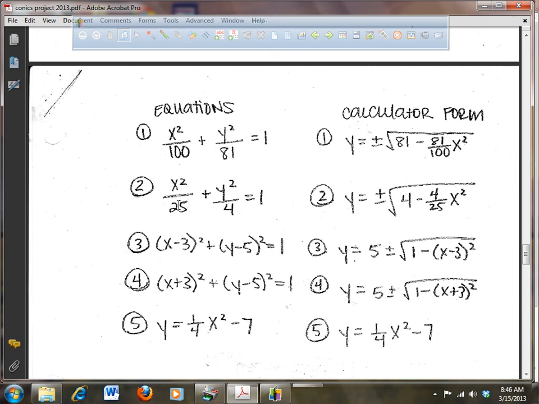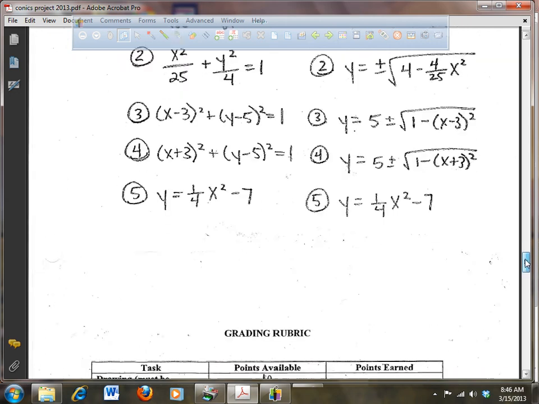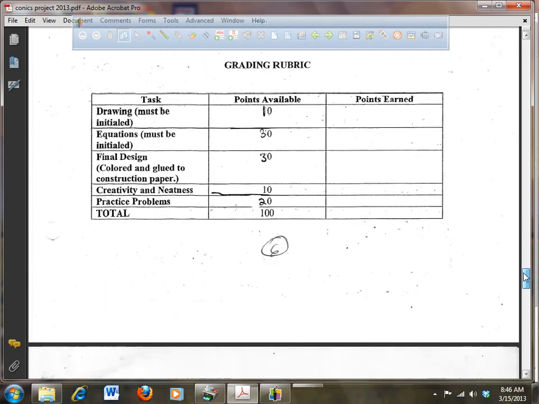That's an ellipse going this way. This is an ellipse going this way. I don't think I have any for hyperbolas, do I? Okay.